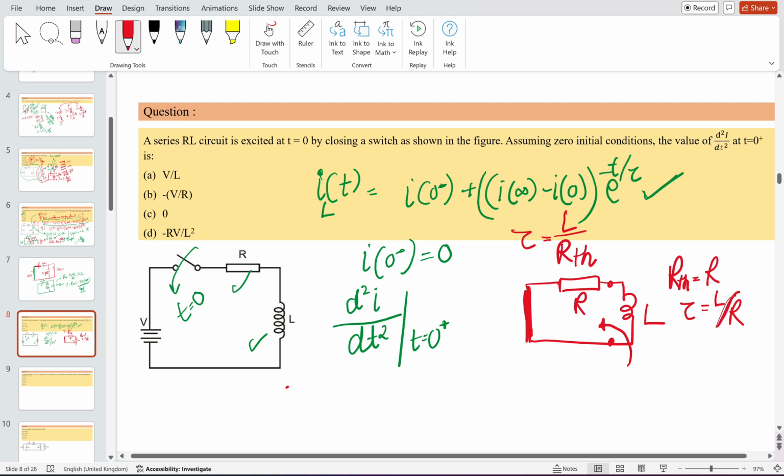Okay. And also, what is the value of this? This is the first point here. Important. The second point is that I at 0 minus is already given as 0. What is the value of I infinity?